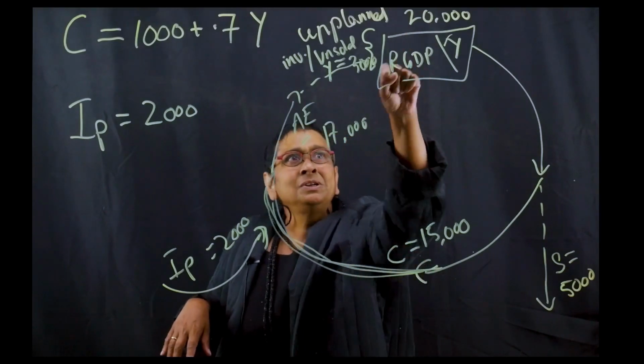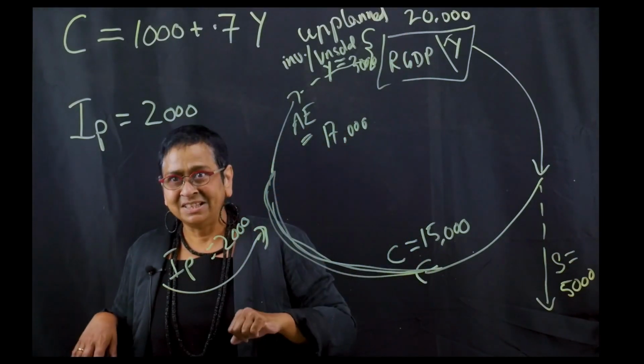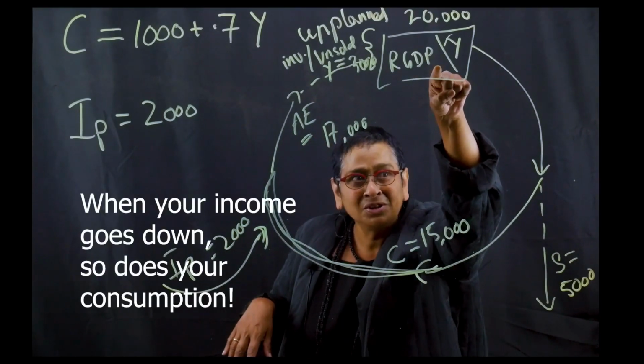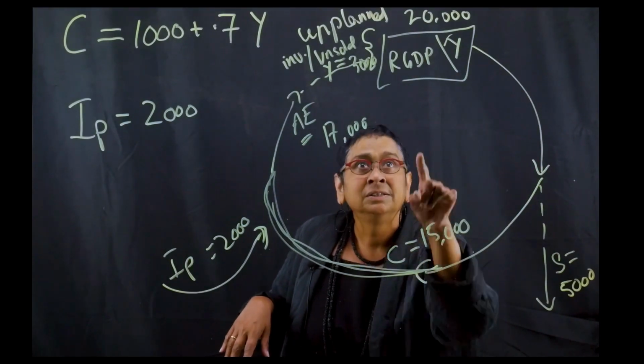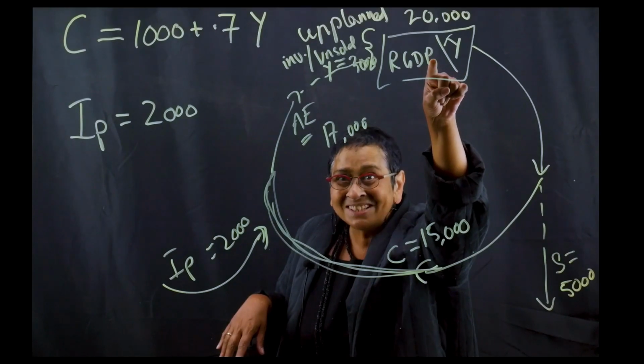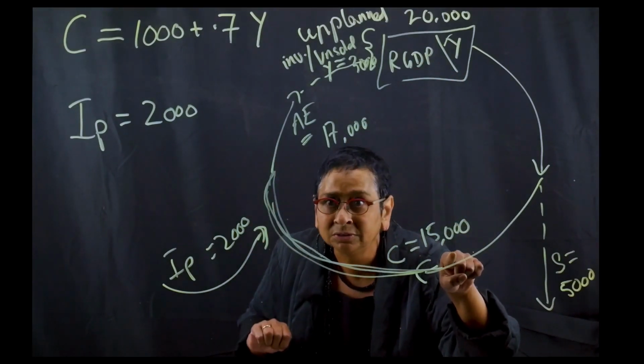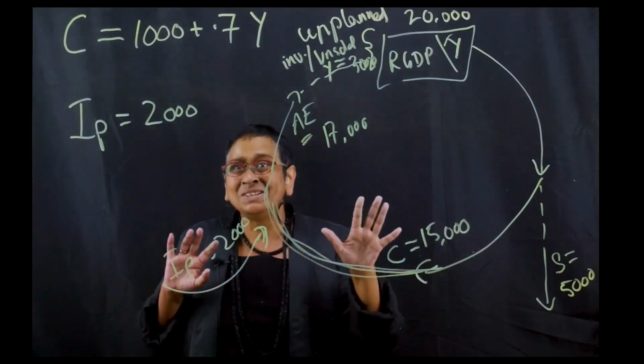So what you'll do is you'll cut back and you'll produce 17,000. But that means your income will go down. When your income goes down, your consumption will go down. So your income went down by 3,000, right? Your consumption will go down, but it won't go down by 3,000 because the MPC is between 0 and 1.